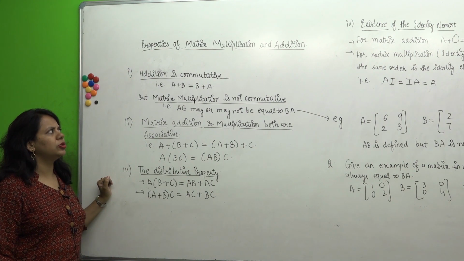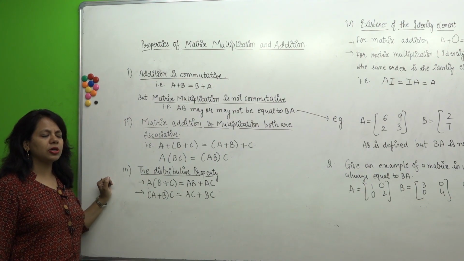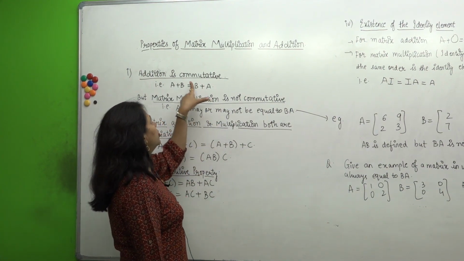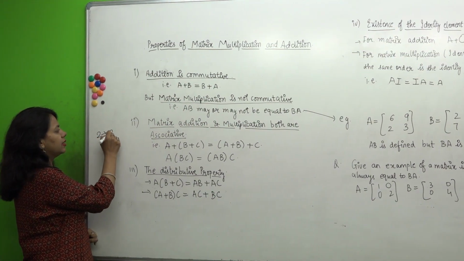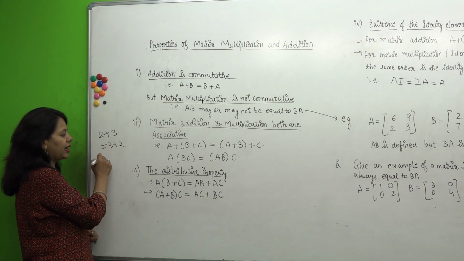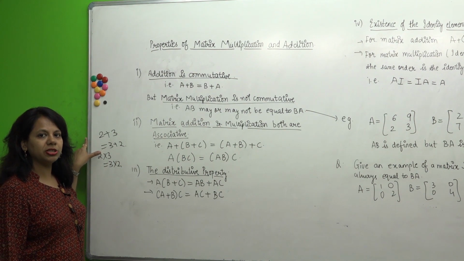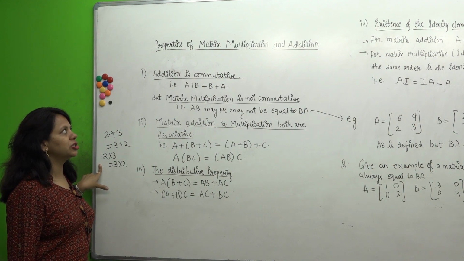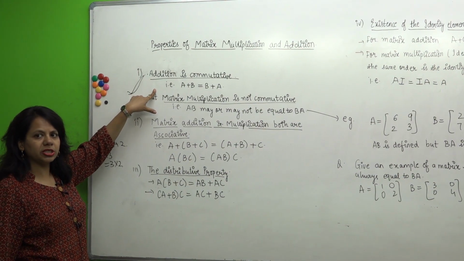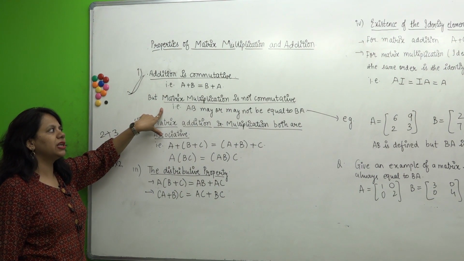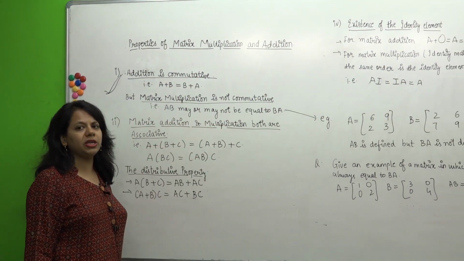When we talk about anything new, addition, subtraction, multiplication that we have learned, we come across a word commutative. So here we would be talking about the commutative property. Now 2 plus 3 is equal to 3 plus 2, and 2 into 3 is equal to 3 into 2. So normal addition is commutative, normal multiplication is commutative. In the same way, matrix addition is also commutative. But please do remember, matrix multiplication is not commutative. AB may or may not be equal to BA.